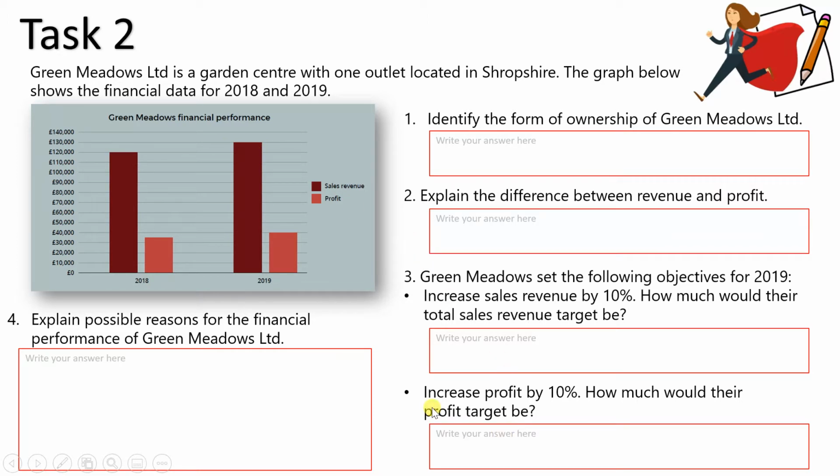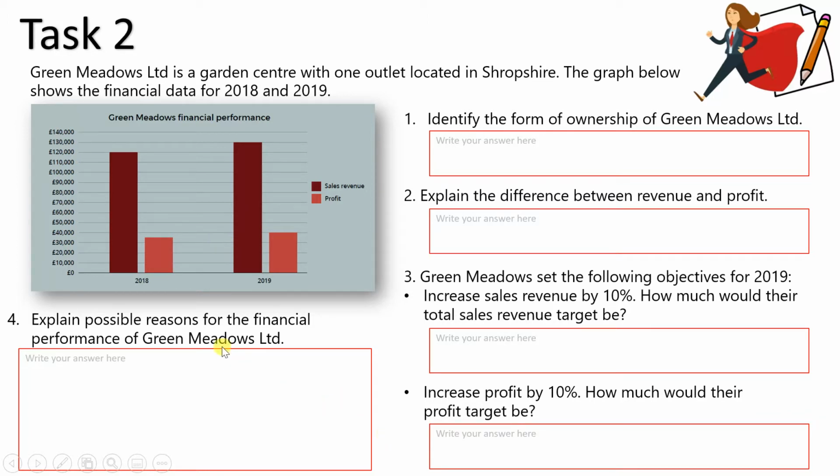Second part to question 3. Increase profit by 10% was their other financial objective for 2019. How much would their profit target be? Now, I appreciate you looking at the actual results, but these aren't the targets, so we don't know whether they've met the target, or are below or above the target. So you now need to do a similar calculation to the one you've done for sales revenue, but this time you're using the lower figures, the 35,000 and 40,000.